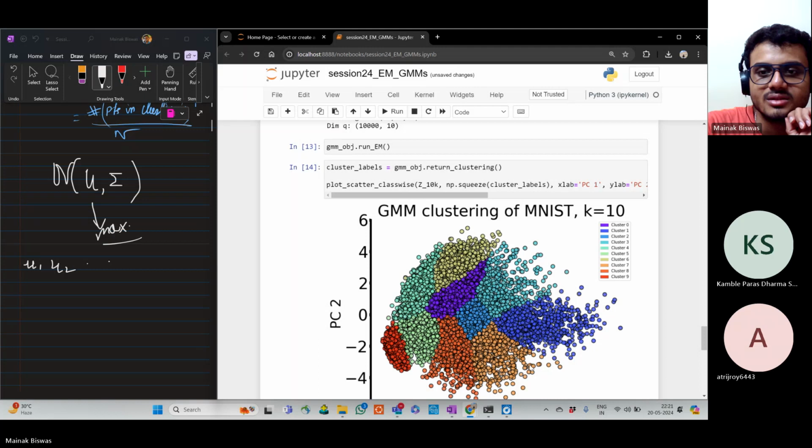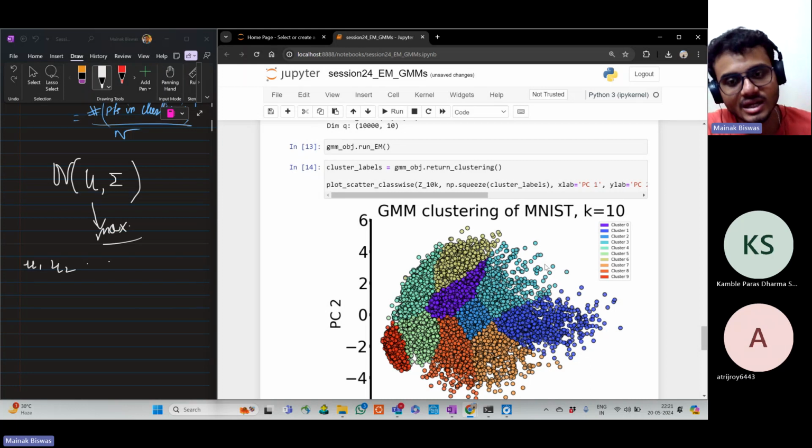Right? So here you may ask me, but where is the digit information, is it better than PCA? It is much better. But I am training it on PCA data. It's not just clusters. I am just running GMM on the PCA data, two-dimensional data.